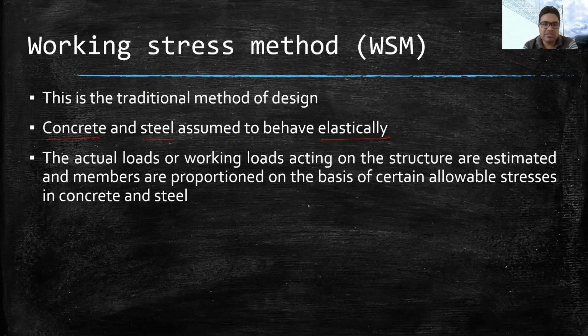In this working stress method, the actual load or the working load on the building or on the structure is estimated, and members are proportioned on the basis of certain allowable or permissible stresses. These permissible stresses are determined in the working stress method. We will see how we determine these permissible stresses. Based on these allowable stresses, we try to proportion the members using the value of the working load that we generally calculate on our structures.